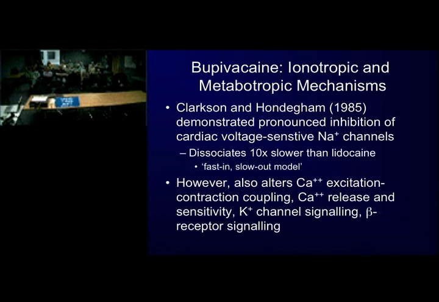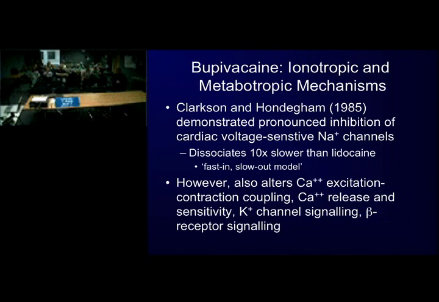So to talk about the inotropic and metabotropic mechanisms, this slide basically tells you some of the ways that bupivacaine can cause toxicity. You may have heard of the fast-in, slow-out model for bupivacaine binding to sodium channels. Basically, you get a quick inhibition of the sodium channels, but a slow dissociation from the channel, so you get this prolonged activation leading to an inactivation of the sodium channel, and therefore you don't get the action potential response that you require. But bupivacaine also alters excitation-contraction coupling, calcium release and sensitivity, potassium channel signaling, as well as beta receptor signaling.